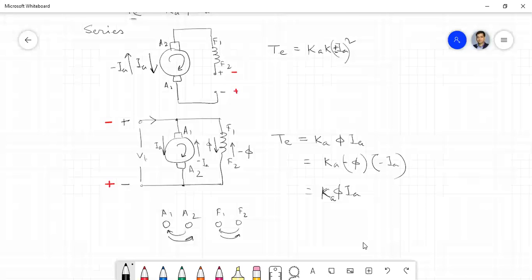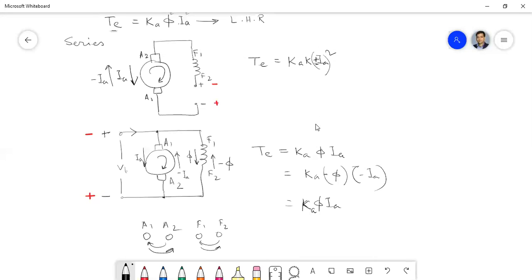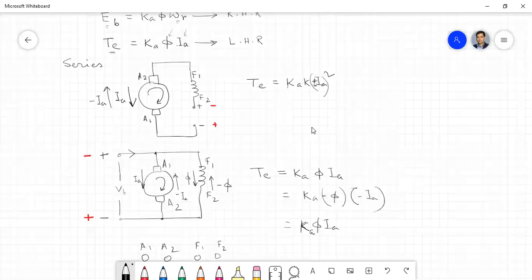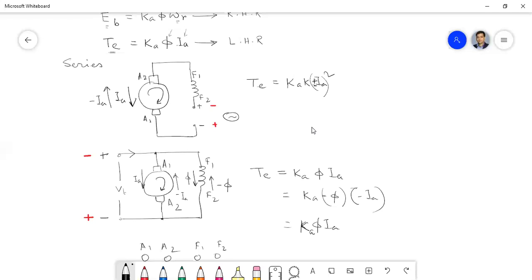Now I will ask the next question: what will happen if we apply an alternating voltage instead of this DC in this series motor?